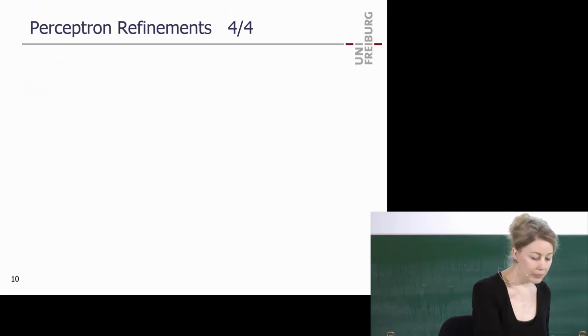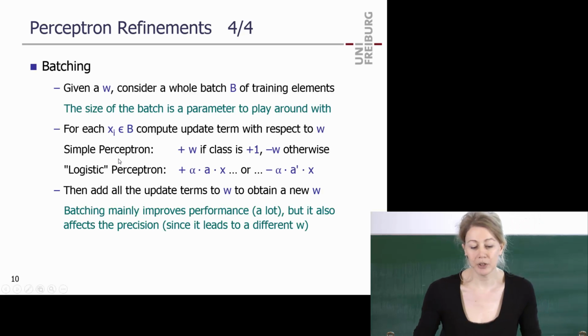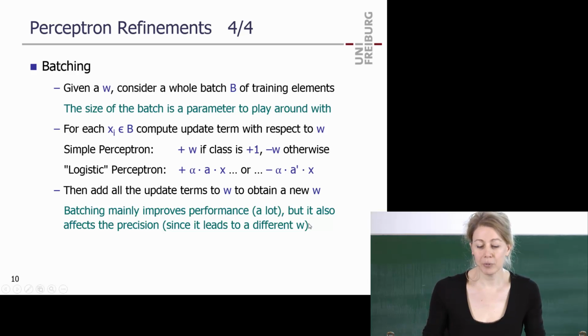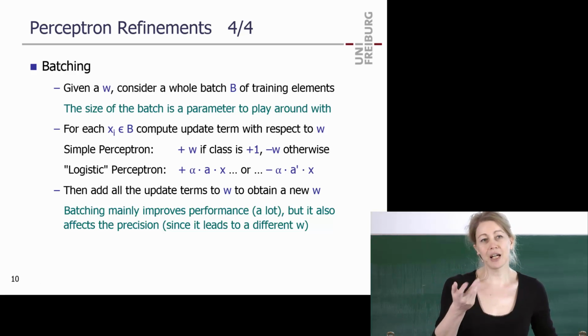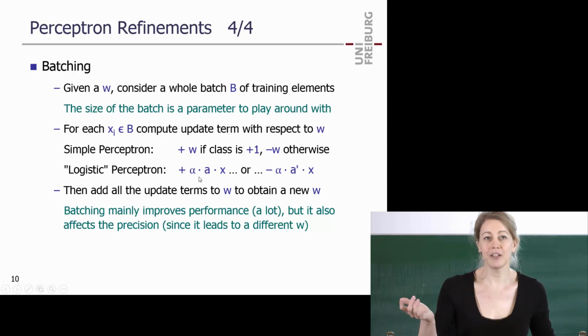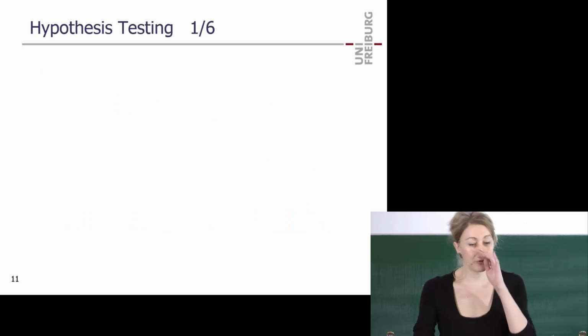This is mainly a performance thing, so you might want to try it, but it also affects the precision. You're getting a different W because you're not updating it after every sample, but just in batches. Okay, you can ask questions on the forum if something is not clear here. This was just a lot of ideas which are very practically relevant and used in practice to make the perceptron better.